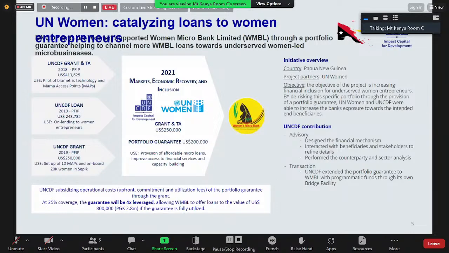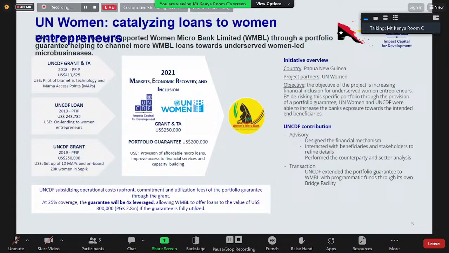So the first example, one of the best examples I look at usually at UNCDF, is in Papua New Guinea. In Papua New Guinea, there's a micro bank for women-led enterprises. So it's really a woman micro bank. And this bank was a startup at the beginning, and they were facing different challenges. One of the challenges is how to digitize their operation, how to automate their operation as well, and how to do their KYC. They had a very important gap in the KYC process they had.